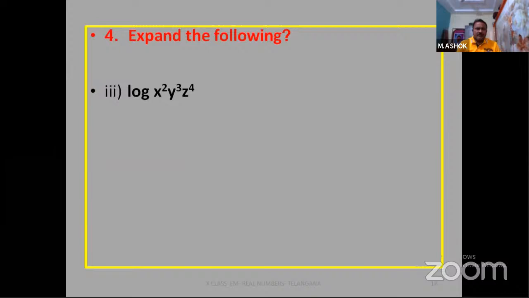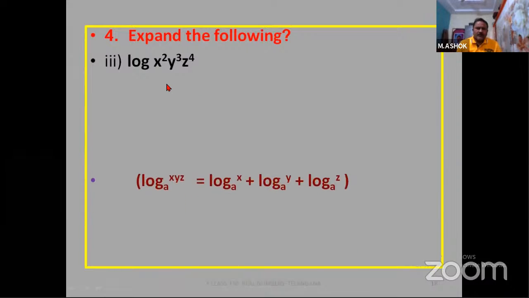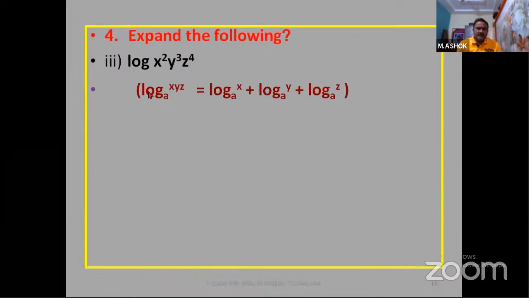Look at the third bit in the fourth sum. Log x square y cube z to the power of 4. You have to expand this one. Till now we have seen the log xy formula. If one more variable is there, the formula will be log x plus log y plus log z. So the log xyz formula is log x base a plus log y base a plus log z base a. If you have 2 or 3 more variables, you have to extend the same way.